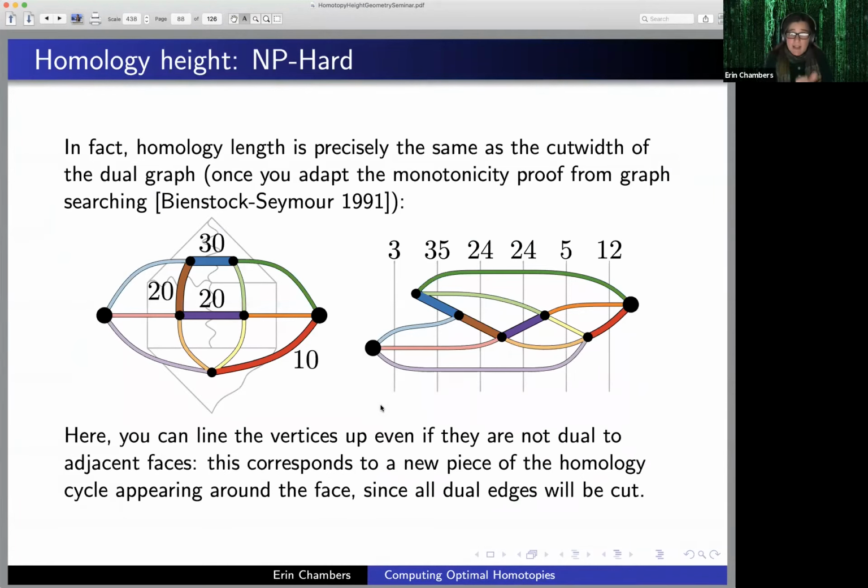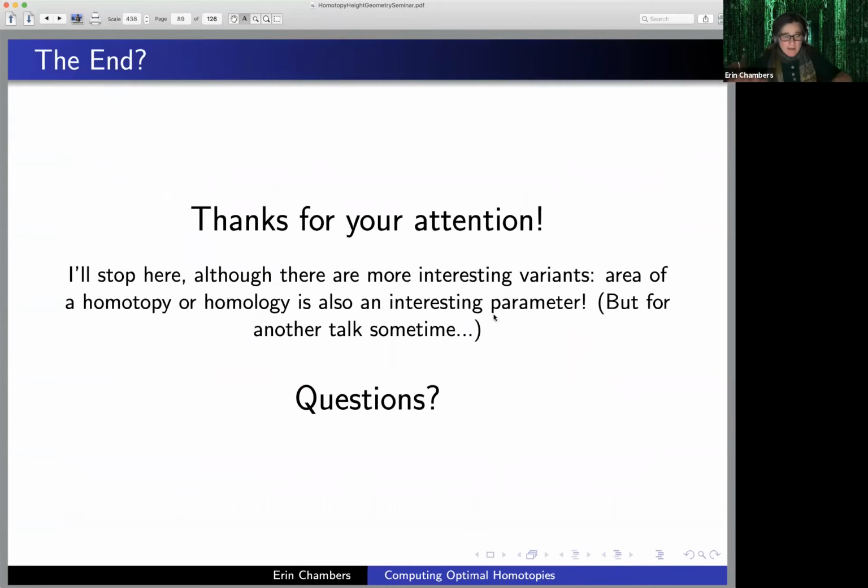So homology length is precisely the same as cut width. So the minimum height homology, call it length here because height doesn't really make sense anymore, actually is the same as cut width. It's NP-hard, which I hadn't realized before this. So this is back to this cut width representation that I talked about earlier. I was surprised because I entered into this expecting homotopy to connect to some graph stuff, but homology came out of nowhere when I started to look at this reduction and think about what it was doing. Okay, so I'll stop here.